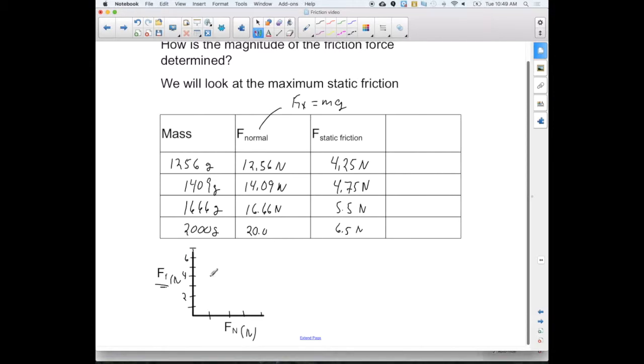Our second data point, oh, my bad. Let's see. So try again. Normal force of 12.25, friction force of 4.5 would be right about there. Normal force of 14, applied force would be right about here. 16 and 5.5 would be right about here, and 20 and 6.5 would be right about here.